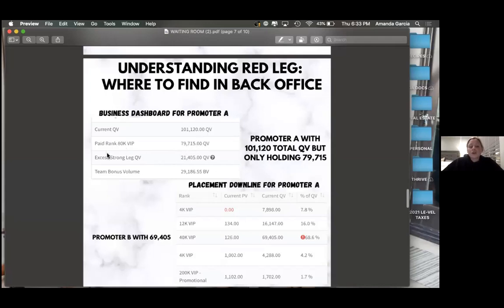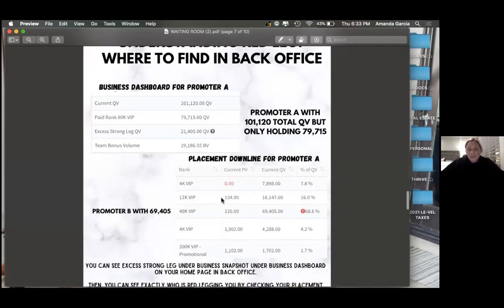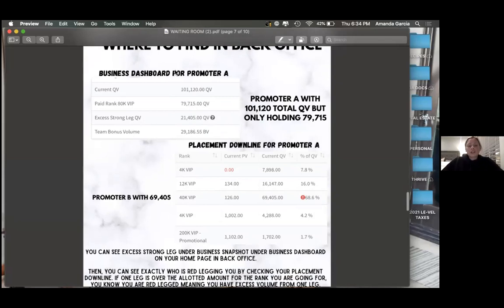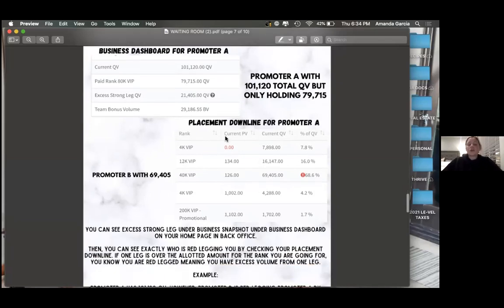It will show here your excess strong leg QV. That means the strong promoter, which it will show in further detail down here under placement downline, promoter B, is holding 21,000 over. So until promoter A fills this little gap, which is not much, to get to 80K, they won't fully accrue the full 101,000. So just to show you what it would look like, this is the dashboard. And then if you go down here under placement downline, this is where you would click, like I told you, under my team, placement downline.